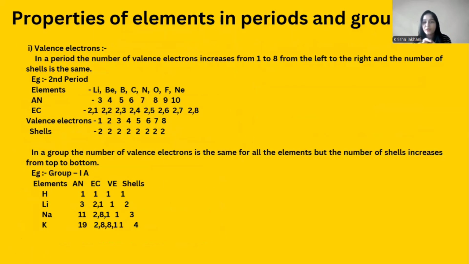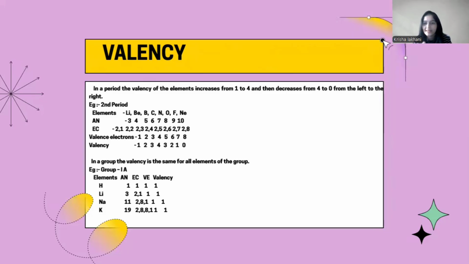So, properties of the elements in the periodic table. Now you have to learn what is meant by valence electron and valency. First we'll see valency, and then we'll see valence electron. What do you mean by valency? Valency is the remaining number of electrons that the element can either donate or take.